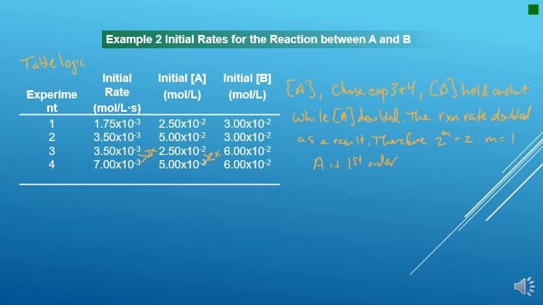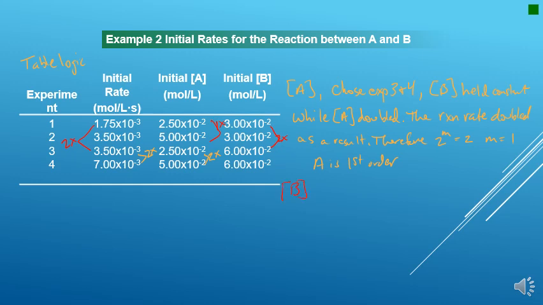Now, when we look at B, we're going to do the same thing, and this time we're going to try to find a reaction where A will stay constant while B will change. So I'm going to choose experiments 1 and 3. So you can see here, A is held constant, so it's still just 1x. My concentration change for B, I went from 3 times 10 to the minus 2 to 6 times 10 to the minus 2. So that doubled. And now my change in rate, 1.75 times 10 to the minus third, going to 3.5 times 10 to the minus third. That would represent a doubling as well.